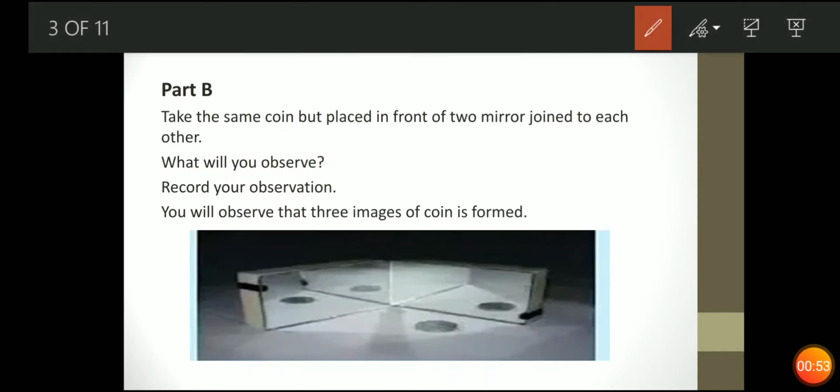Then the second part is that you take the same coin again, but place it in front of two mirrors joined in this way. Clear? You took two mirrors and joined them together at a 90 degree angle. This angle is 90 degrees. Fine. So what will you observe?